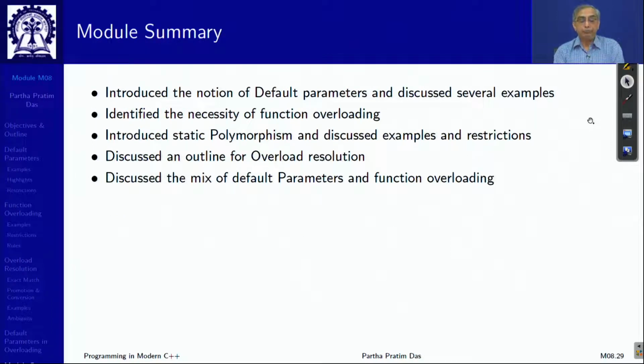So, to summarize, we have introduced the notion of default parameters and discussed several examples, and particularly the necessity of function overloading and how it brings in the first major type of polymorphism known as static polymorphism, which will play a very critical role in different aspects of modern C++ as we go forward.